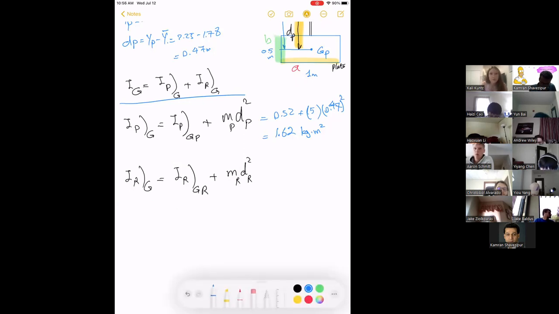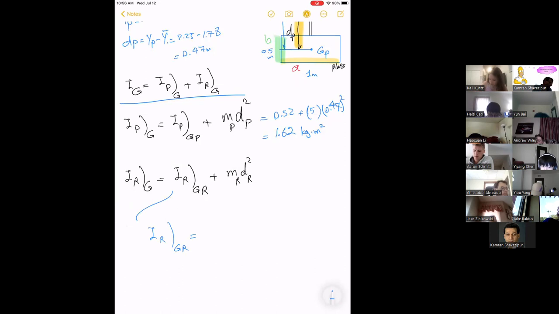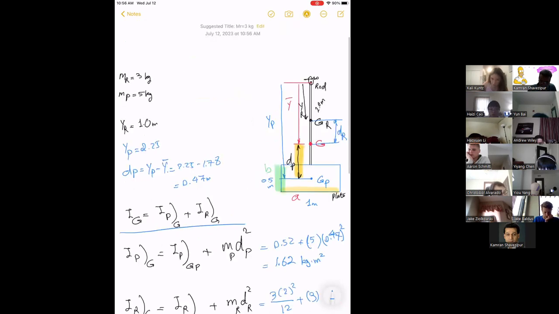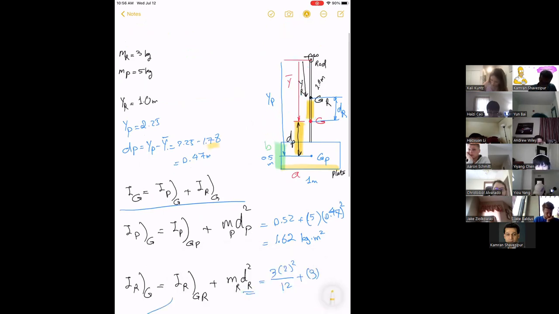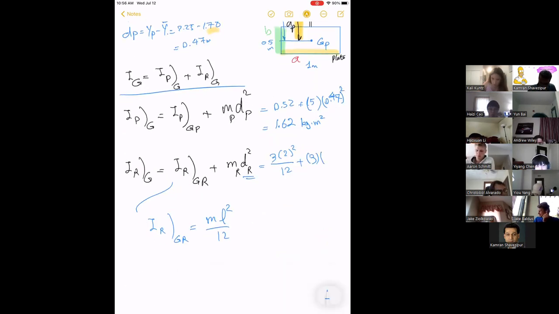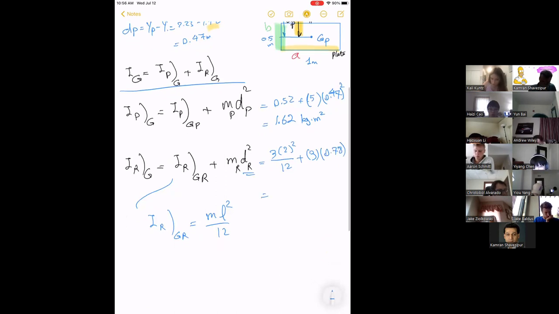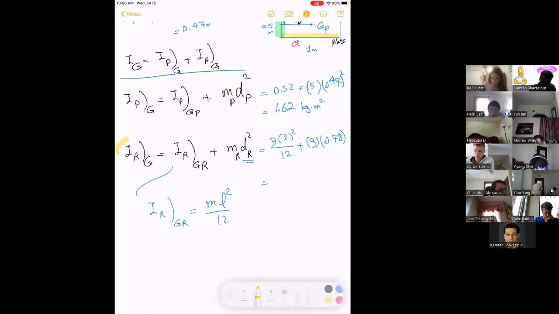Now we're going to do the same thing for the second one, for the rod. I of rod about its own center of mass, if you look at this table, is going to be m l squared divided by 12, right? Let's just put the numbers. 3 times 2 squared divided by 12 plus 3 times dr squared, which is going to be this part, 0.78, and you calculate this.